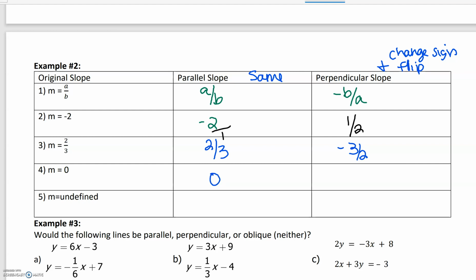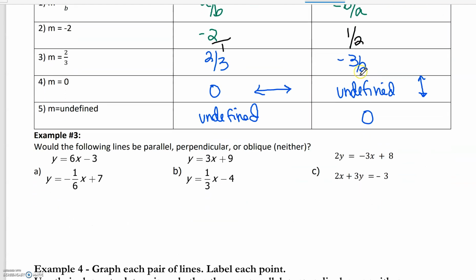0, it would be 0, the same, and then undefined is its kind of opposite reciprocal. So again, a 0 is kind of like a horizontal, and perpendicular to that would be a vertical line, and it has an undefined slope. So we would have an undefined for parallel, and then we'd have a 0 slope for perpendicular.